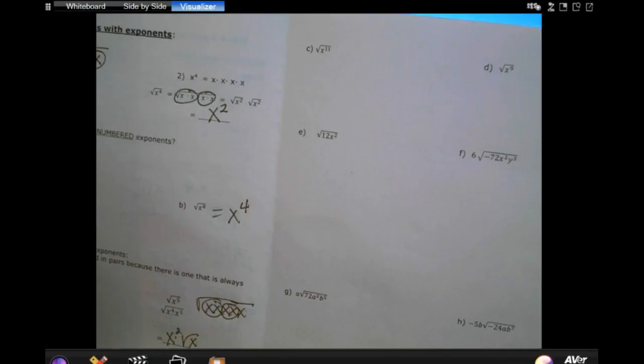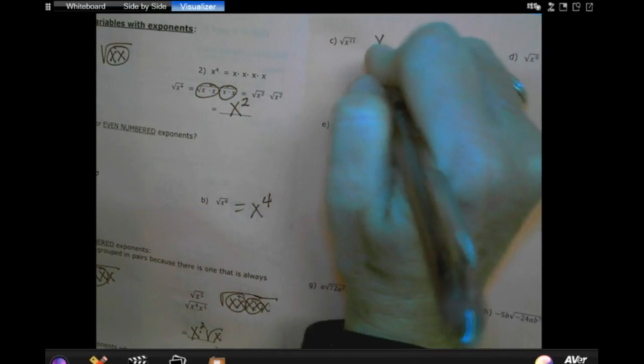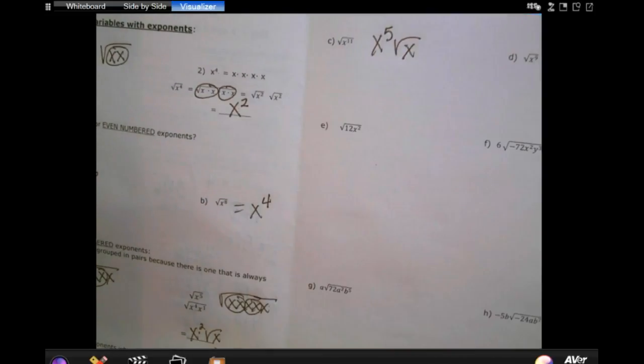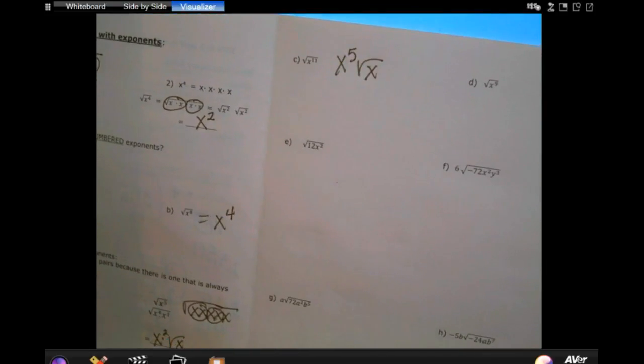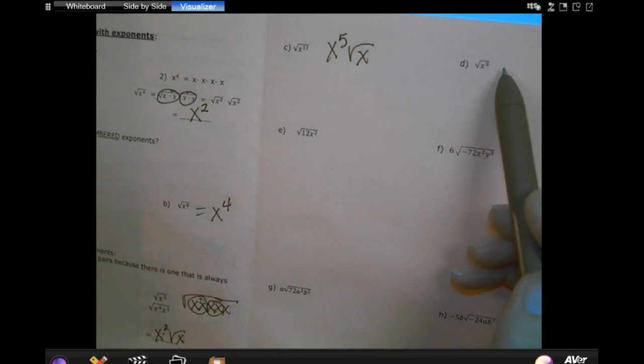Okay, so x to the 11th. What's the closest even exponent? 10. So 10 divided by 2 is x to the 5th times the square root of x. For C, the closest to 9 is 8. 8 divided by 2 is 4, and 1 left over.